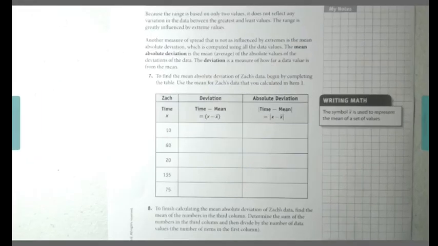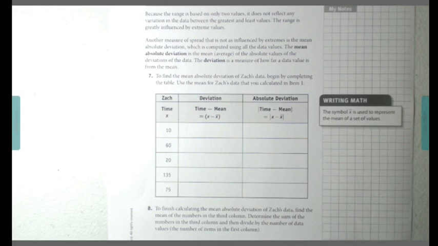The next section or chunk we're going to cover for lesson 36-1 is going to be questions 7 and 8. Now, on the previous slide, you should have seen this paragraph that says, because the range is based on only two numbers, it does not reflect any variation in the data between the greatest and the least values. The range is greatly influenced by your extreme values.